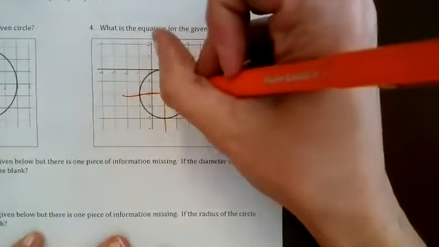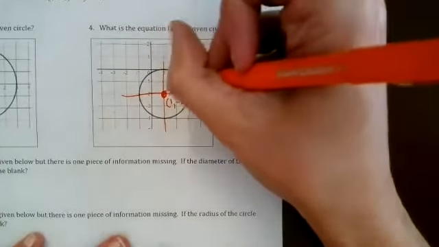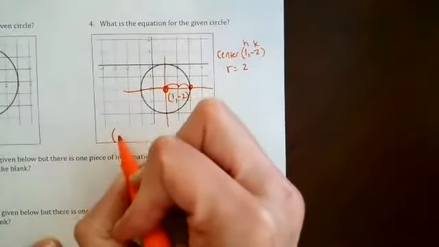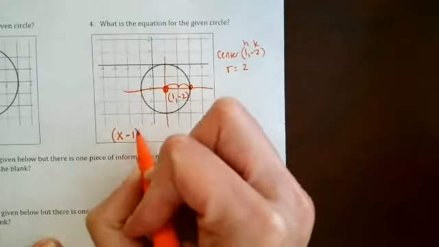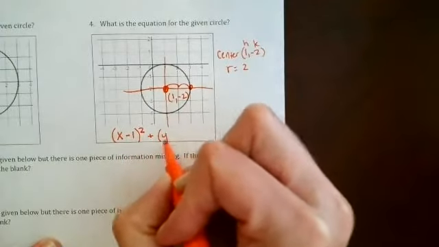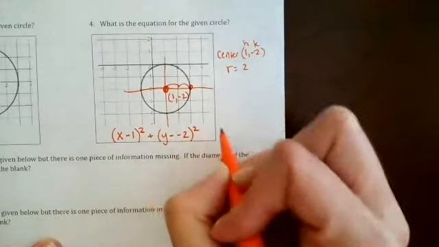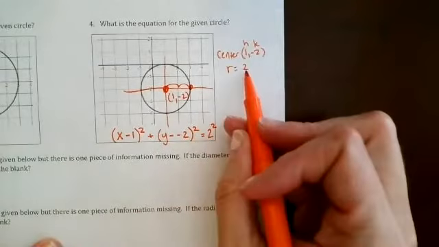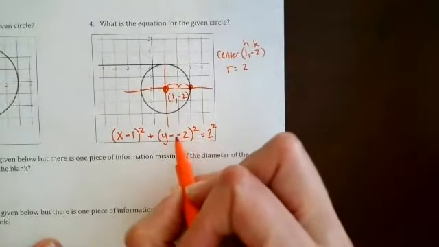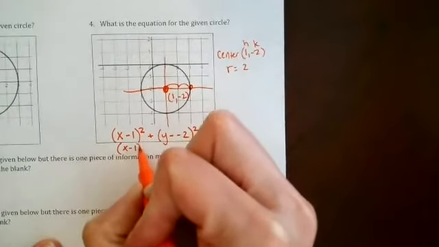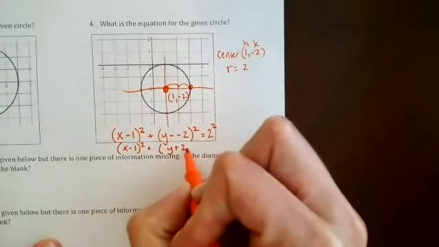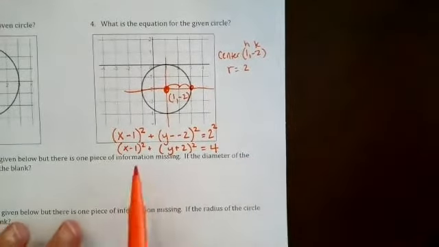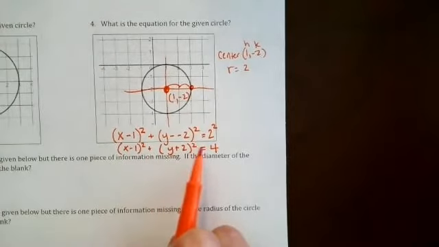To get my radius, I'm going to find out the distance from the center to a point on the circle. That distance is 2. I'm going to use those values to plug it into my equation. X minus 1 squared plus y minus -2 squared is equal to 2 squared. This 2 comes from the radius. If you wanted to skip this step and just go straight to writing a plus sign there, that is totally fine. You can skip that step. And we get x minus 1 squared plus y plus 2 squared is equal to 4.